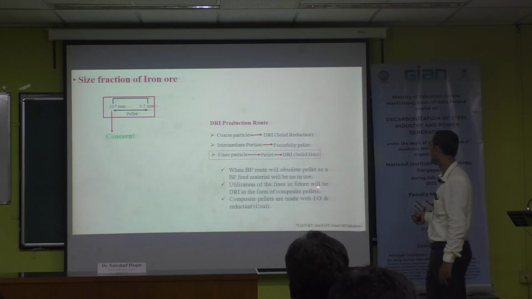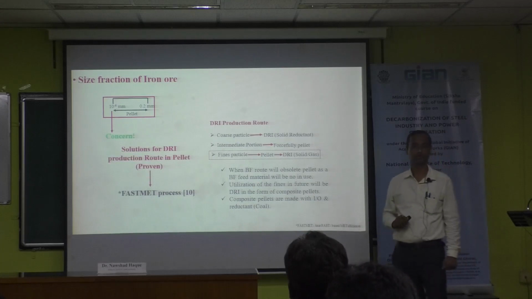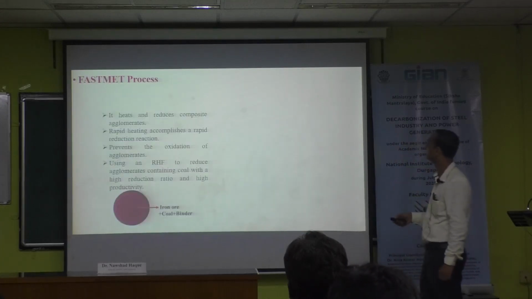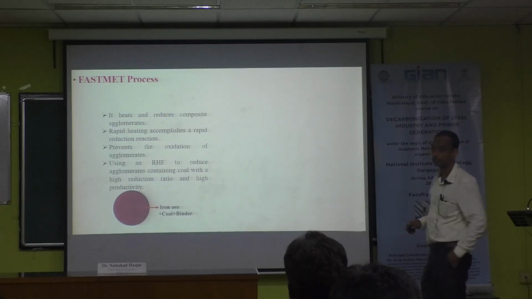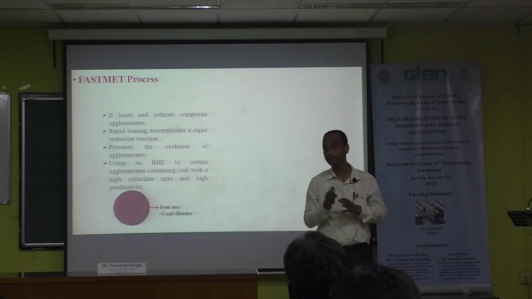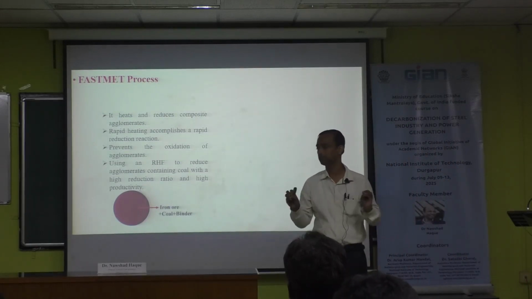Utilization of the fines in future would be DRI in the form of composite pellets. The composite pellets are made with iron ore and reductants. The prototype technology is called the fast met process. The fast met process, what happens? It is actually what I discussed here. Before discussing the composite pellet, fast met process is the composite pellet.